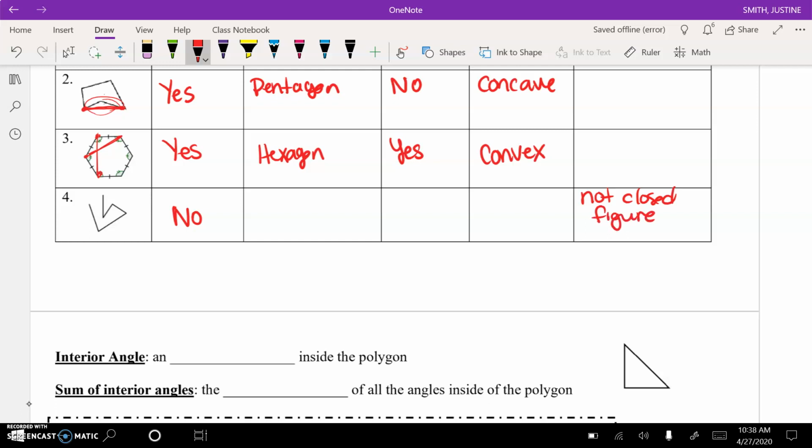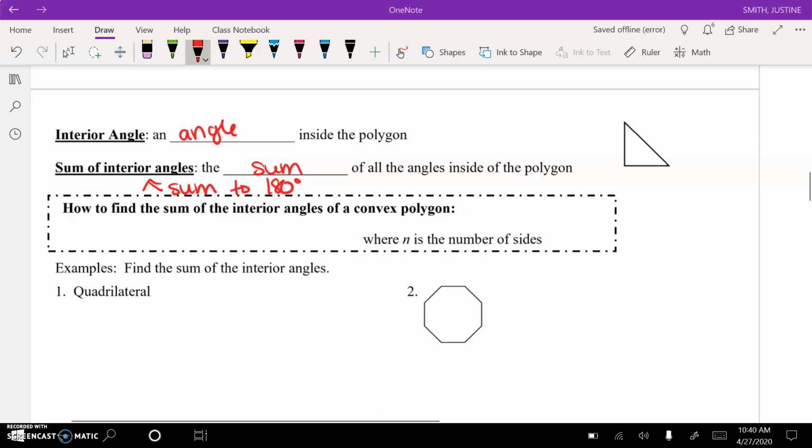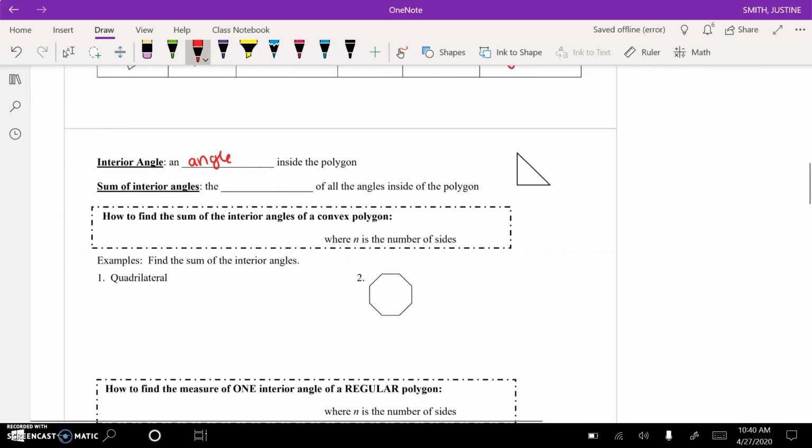Okay. So those are just some examples that you can use to figure out if it's a polygon or not. All right, so now we're going to move on here. Oopsie, these are already filled in. To angles inside of a polygon.